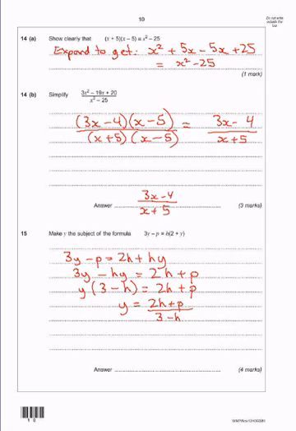Question 14. It says, show clearly that x plus 5 bracket times x minus 5 bracket is equal to x squared minus 25. Please don't try and be clever and just say, oh, obviously it does because you can spot it. Physically expand that out. If you expand it out, you get x squared plus 5x minus 5x minus 25, and you can clearly show that the plus 5x and minus 5x cancel out, which does give you x squared minus 25, and then you've actually physically shown it.